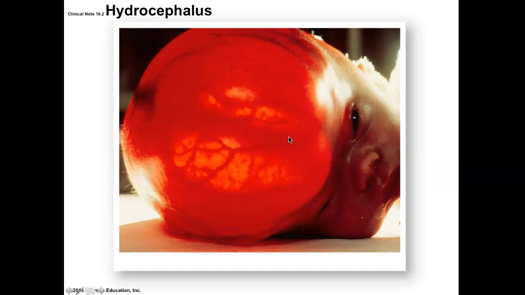In the adult, however, the skull is not malleable. The skull is fused, and so the swelling in the brain would just crush the brain itself, because there's nowhere for that extra pressure or fluid to go. It's going to compress the brain, which is more dangerous in the adult.